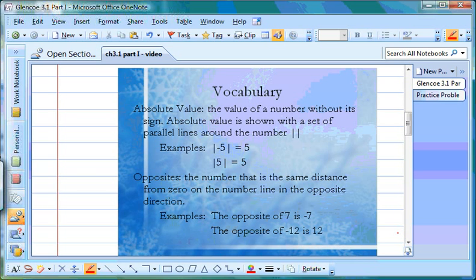Another vocabulary word you need to know is opposites. Opposites are numbers that are the same distance from 0. So the opposite of +7 is a -7, and the opposite of a -12 is a +12. It's always going to be the same number, but with a different sign on the front.